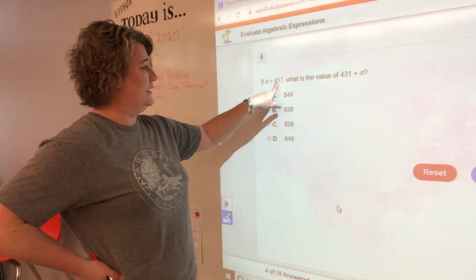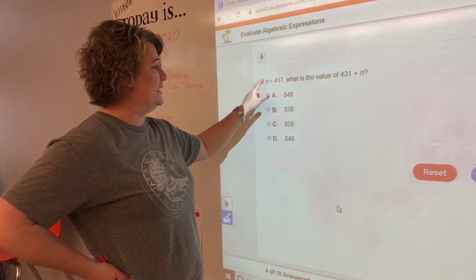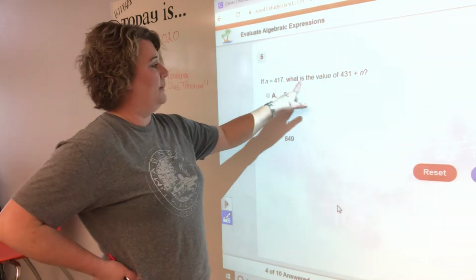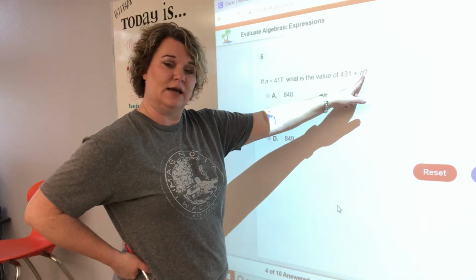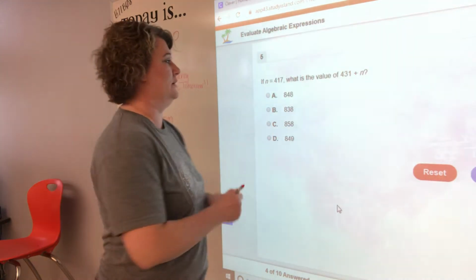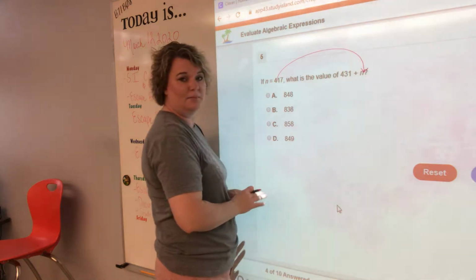If n is 417, so that's the value of n, so wherever you see an n, you're going to put 417 in the place of n. Then what is the value of 431 plus n? Now, what did I just say? If you saw an n, then you would put 417 in the place of n. So you're literally going to take this 417 and put it right there in the place of n.